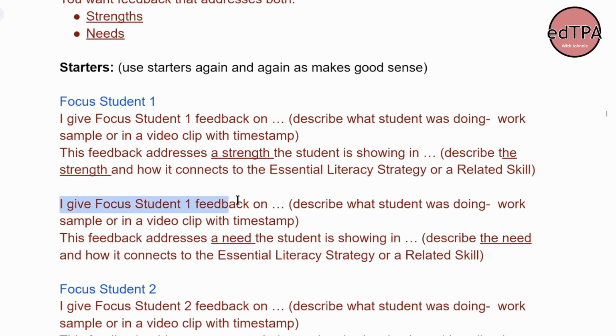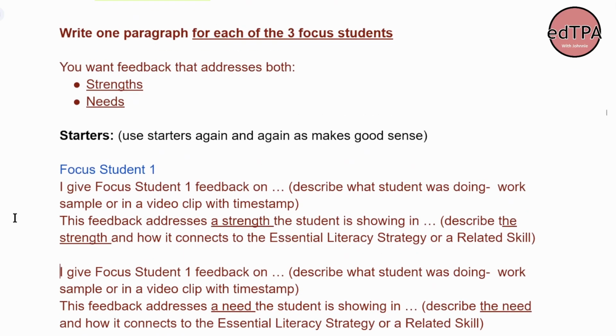I give focus student 1 feedback on, describe what the student was doing, work sample, or in video clip with timestamp. This feedback addresses a need the student is showing in. Describe the need and how it connects to the essential literacy strategy or a related skill. So again, we need to be thinking about each of the 3 focus students, the feedback that you offered, and strengths and needs. So in these prompts, you can see the starters. This describes what that feedback was, that it was a strength, and how it mattered.